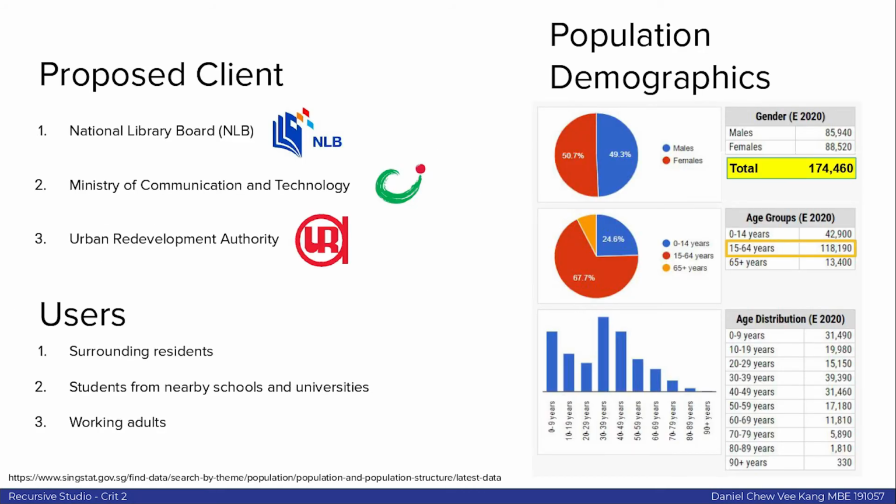The proposed clients for this project would be the National Library Board, NLB, the Ministry of Communication and Technology, and also the Urban Redevelopment Authority, the URA. The main users of this building would be the surrounding residents, students from nearby schools and universities, and also working adults. This can be seen from Singapore's statistics of the population demographic, where in Punggol alone there are 174,460 people, of which a large chunk of them belong to the working age group.